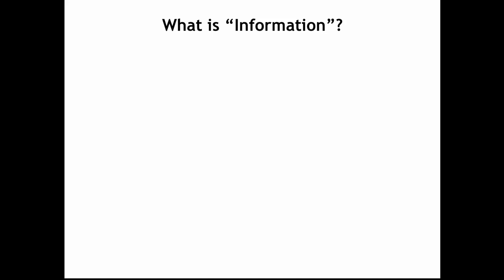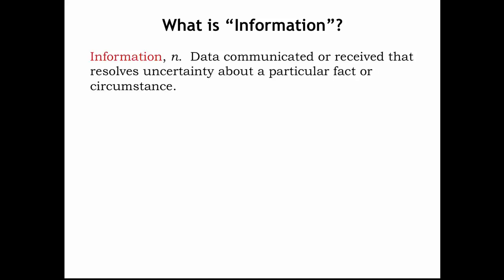Let's start by asking, what is information? From our engineering perspective, we'll define information as data communicated or received that resolves uncertainty about a particular fact or circumstance. In other words, after receiving the data, we'll know more about that particular fact or circumstance. The greater the uncertainty resolved by the data, the more information the data has conveyed.